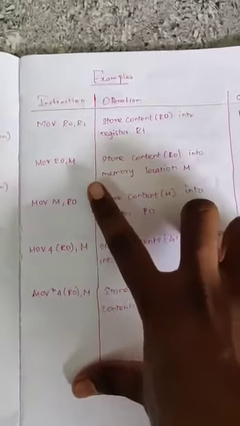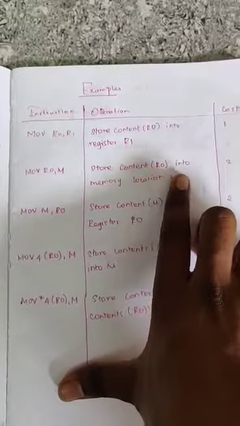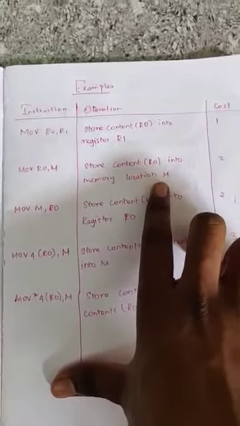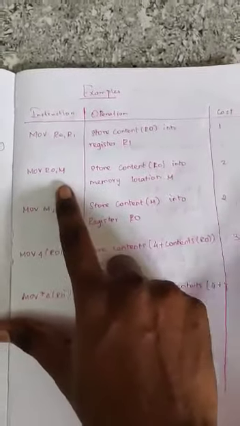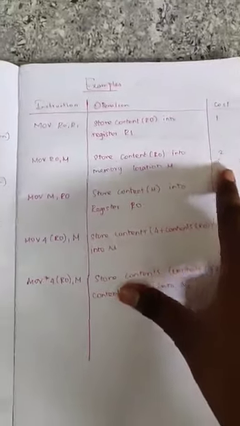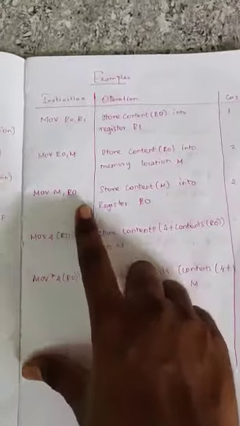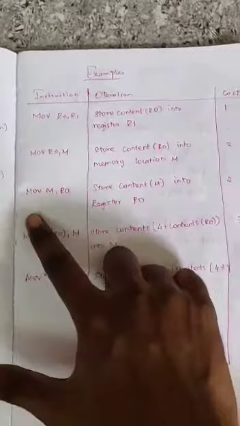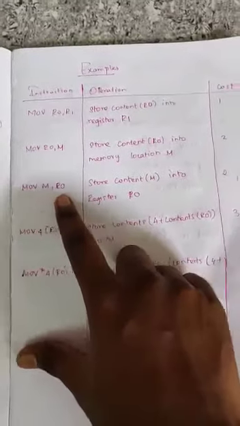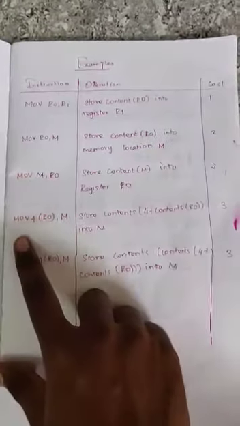The next example is MOV R0, M, which stores the contents of R0 into the memory location M. The added cost of move is 1 and the memory location is 1, so 1 plus 1, the cost will be 2 in this instruction. Next, MOV M, R0 stores the contents of the memory location into register R0. The cost of move is 1 and the memory location is 1, so the total cost will be 2 in this instruction.